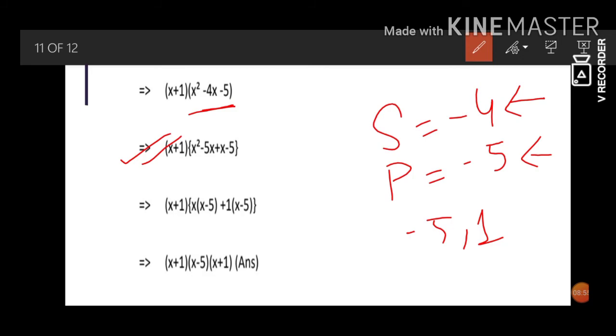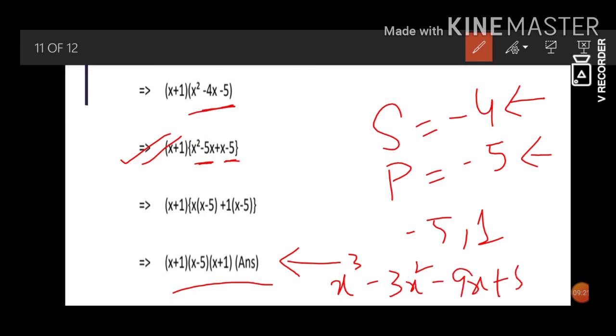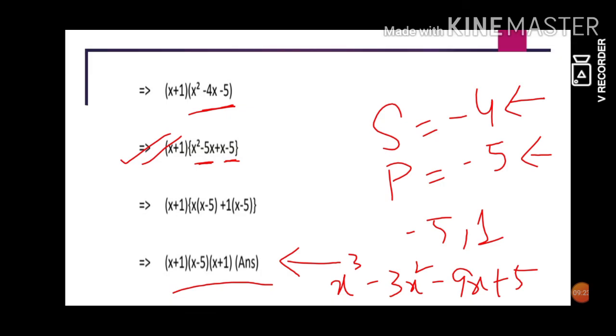Again, from the first two terms of the second bracket we can take x as common, and from the last two terms of the second bracket we can take 1 as common, and then we can write the given polynomial as x plus 1 into x minus 5 into x plus 1. So this is the factorized form of x cube minus 3x square minus 9x minus 5.